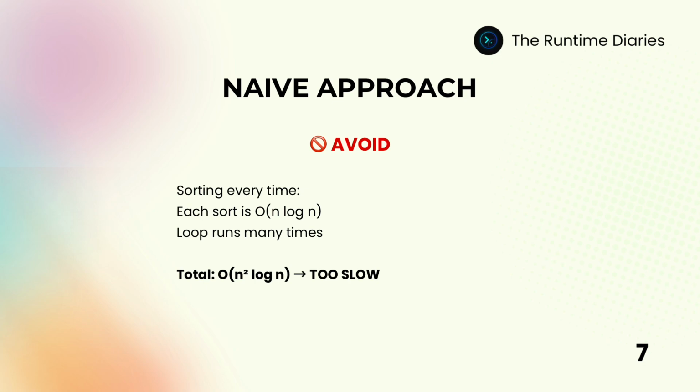You could try the naive method. Sort the whole list every time, then merge the first two sticks. But sorting inside a loop is expensive. It turns an O of n log n problem into something closer to O of n squared log n. Way too slow. Heap or bust.